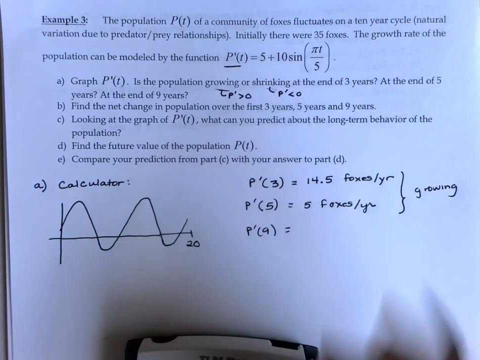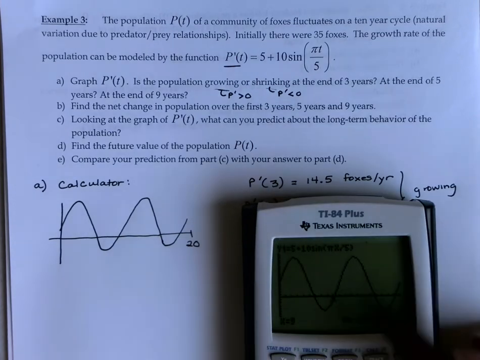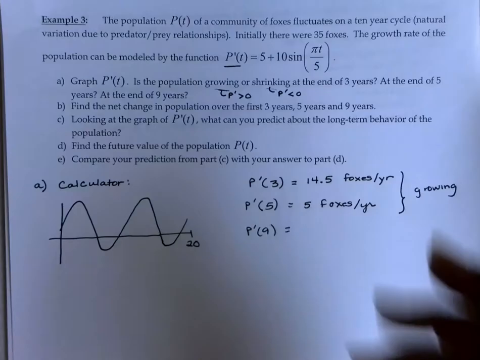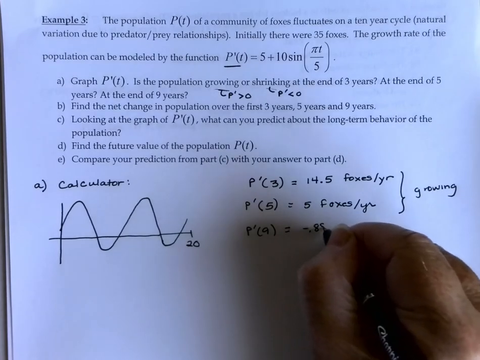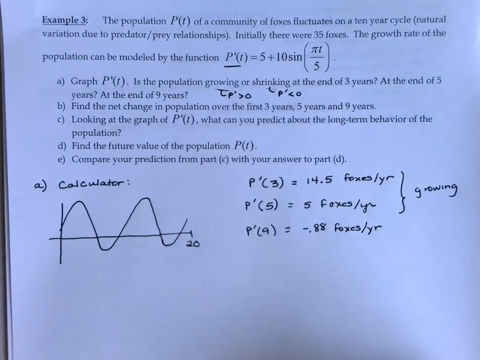But when I look at P prime of 9, it's right down here. Notice that we've dipped below the axis, and the value of our P prime is now negative, about negative 0.88. So our population is declining by roughly 1 fox every year.